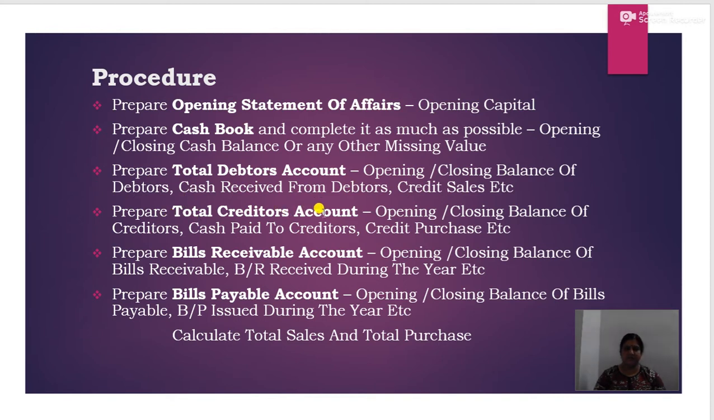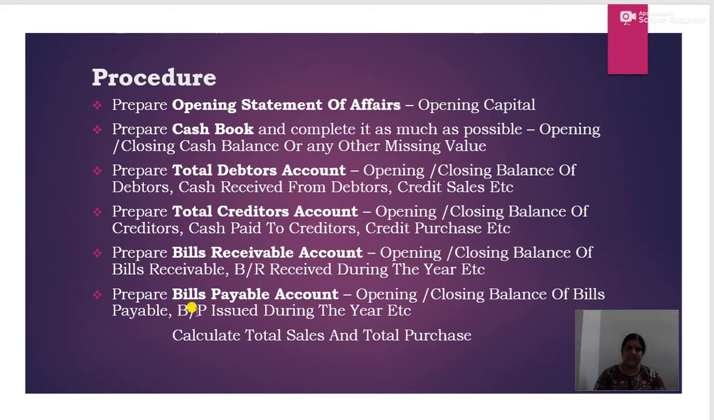Now the various informations which are available from total creditors account include opening or closing balance of creditors, cash paid to creditors, cash purchases, etc. Then again, the next account is bills receivable account. So prepare bills receivable account. Now the informations available include closing and opening balance of bills receivable, bills received during the year, etc.